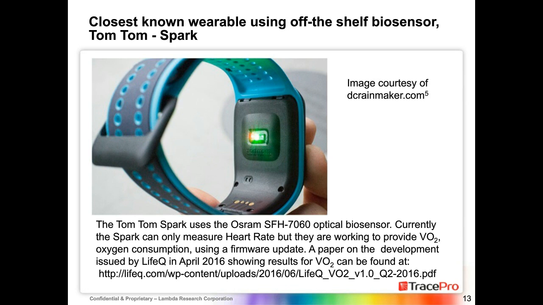And there's a paper on the LifeQ website that talks about this, and I'm including that website information down here at the bottom of this particular slide. And right now, of course, it's doing pulse rate, which a lot of other products do. Garmin does it, for instance. But this one here has the capability, has the OSRAM sensor, and it's ready to go if they can just incorporate it into a firmware upgrade. So here's our closest option right now.